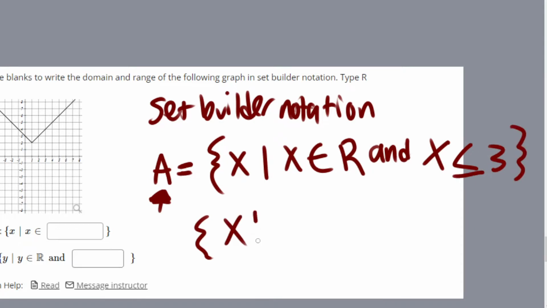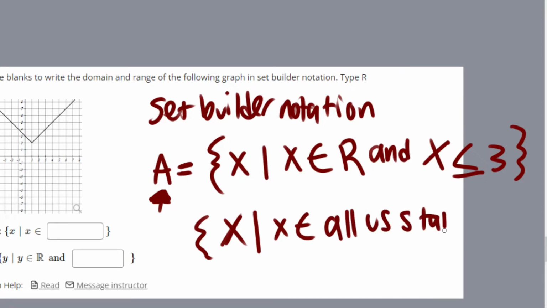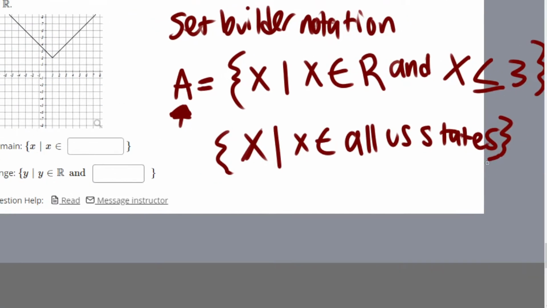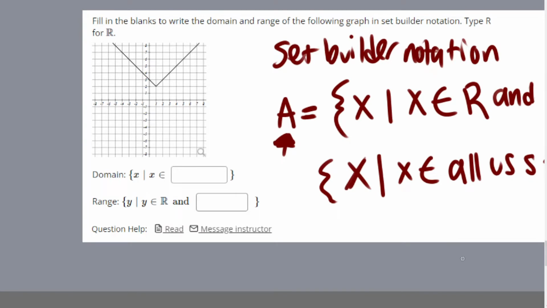That could also be x, any set is equal to any element in our set such that that element is an element of all U.S. states. So then that list would be comprised of all the U.S. states, like Alabama, Alaska, all those ones. It doesn't have to be numbers. We're basically just talking about what is in this list, and it's a fancy math way of showing what is in that list.